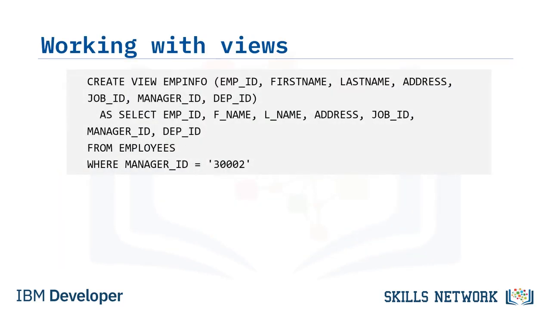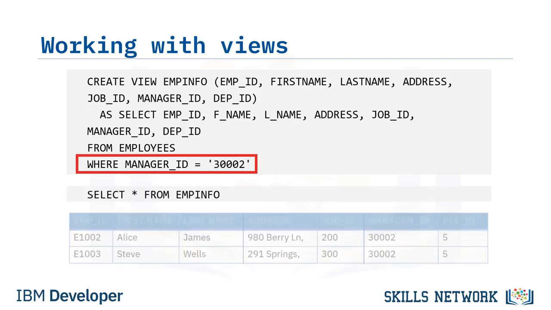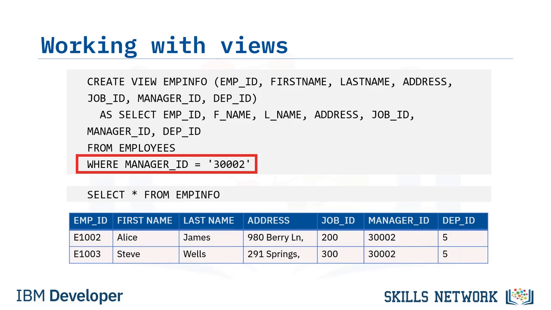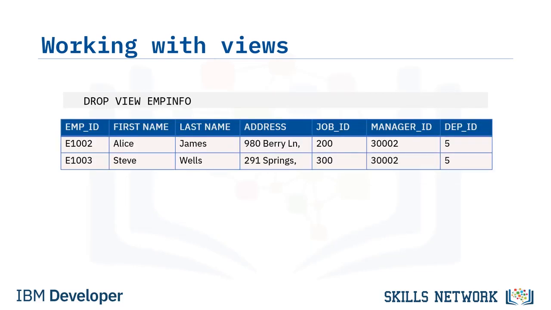The select statement that you use to create the view can name other views and tables, and it can use the where, group by, and having clauses. It cannot use the order by clause or name a host variable. In this example, the emph_info view is created with only the rows where the manager ID is 30002. You can use a select statement to show the information from the view, and verify that only rows where the manager ID is 30002 are included. If you need to remove a view completely, you can use drop view.